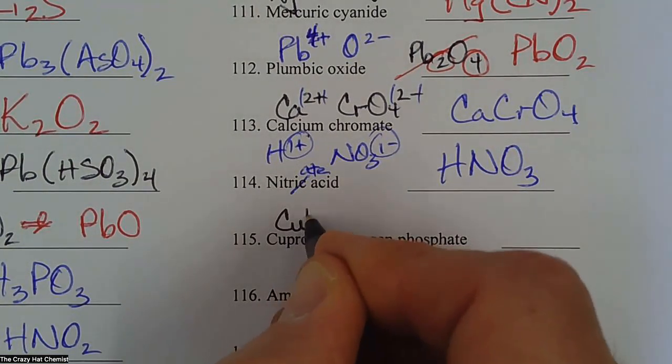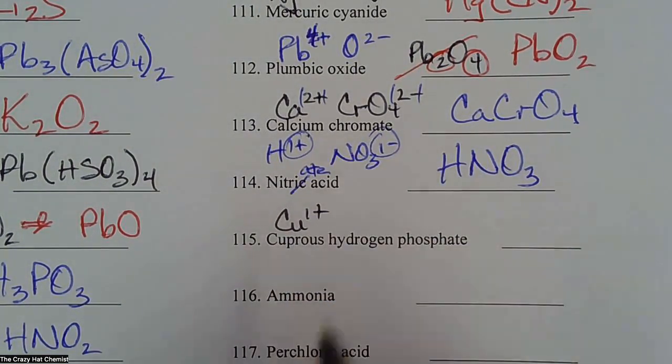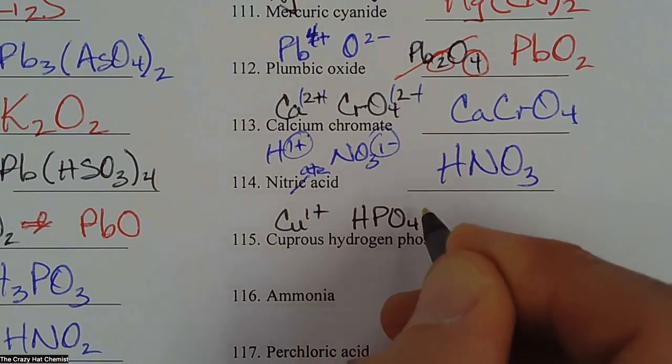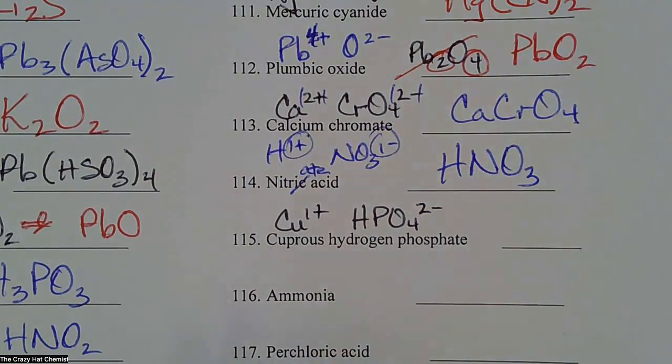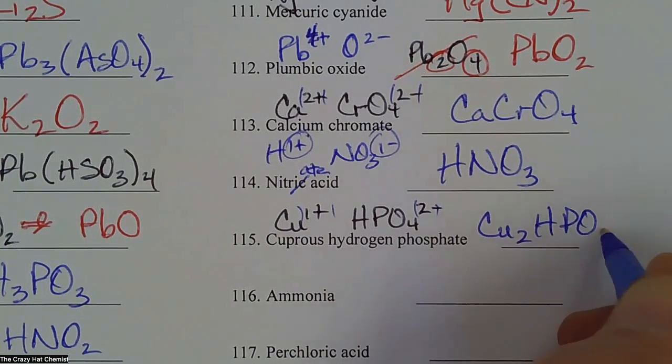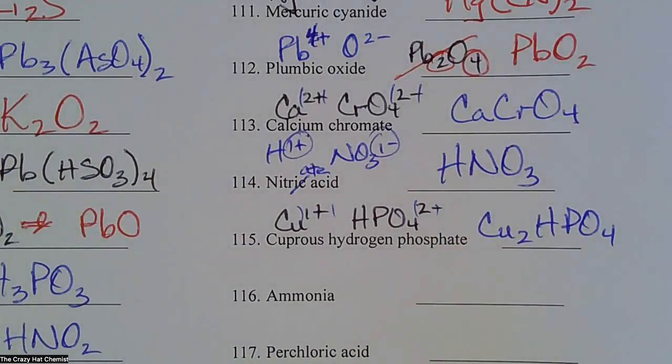Cuprous, Cu1 plus, hydrogen phosphate. Okay, so what is hydrogen phosphate? Hydrogen phosphate is HPO4 2 minus. We take the absolute value of these two numbers, flip, bring it down, and we get Cu2HPO4, and there's our answer.